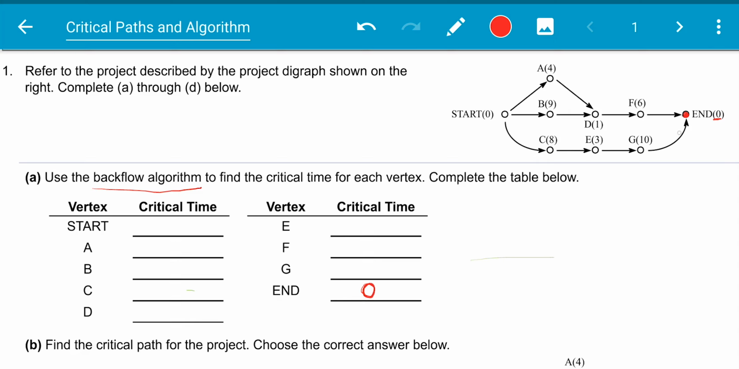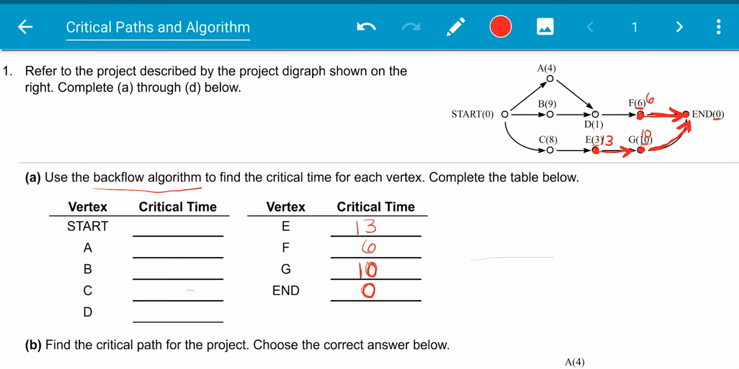Now let's work backwards. If we go to G, in order to finish from the time we start G to the time we finish the entire project would be 10 plus 0. So with G, we're just going to be at 10. And then let's do F. From F, we go from 6 straight to the end, so it's 6 plus 0, which would be 6. Now for E, we go from E to G, and then from G to the end. So we're going to do 10 plus E. 10 plus 3 is 13. So our critical time for E is 13.